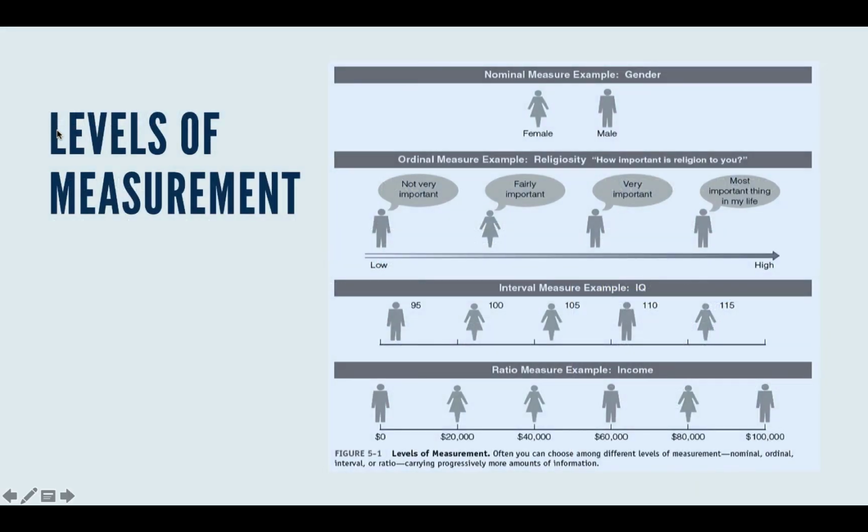Here's an example of what that looks like. So we have nominal variables, male, female, non-binary, right? We have all of these categories that can't be rank ordered. We have ordinal measures. We have the religiosity, right? It's not important, fairly important, very important, most important. We know that most important is higher than not very important. Interval ratio variables, we have IQ scores or income, and we usually clump interval and ratio together. The ratio variables are unique in that they have a natural 0 point, like the Kelvin scale. However, we usually lump them together because most things have a 0 point, or we can go negative or positive. We just treat them as numbers with equal numerical distances.